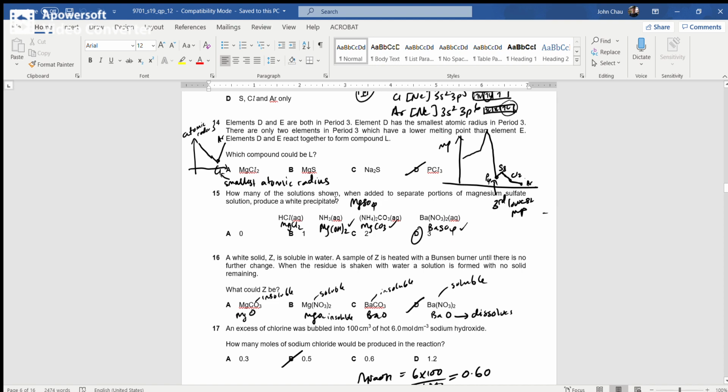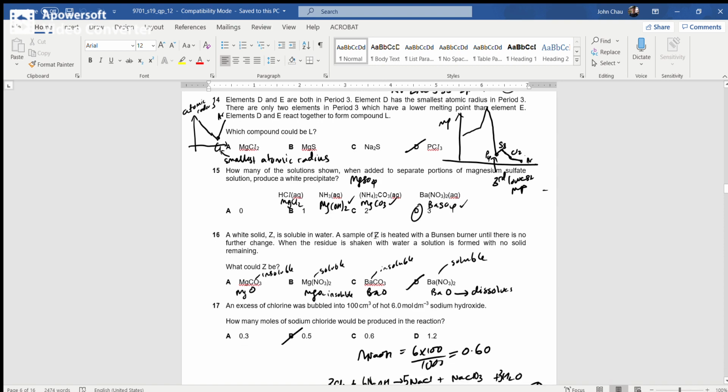Now 15, how many of the solutions shown when added to separate portions of magnesium sulfate solution produce a white precipitate? When you add HCl to magnesium sulfate, you get magnesium chloride, not a precipitate. But when you add ammonia, you get magnesium hydroxide, which is a white solid, so you form a precipitate. With ammonium carbonate, you form magnesium carbonate, also a precipitate, and barium nitrate with magnesium sulfate forms barium sulfate, also a precipitate. So altogether there are 3 solutions.